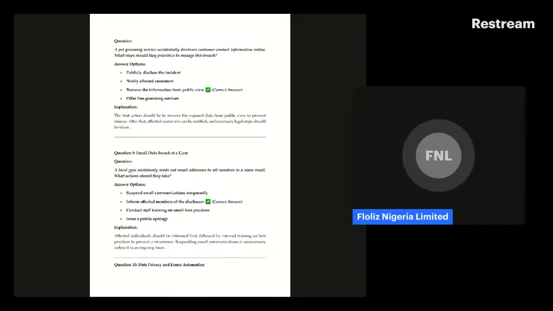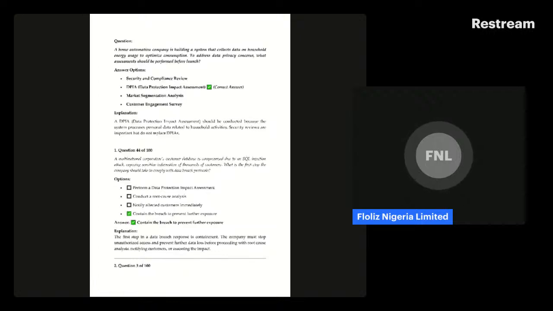Then another question is, a local gym mistakenly sends out email addresses to all members in a mass email. What action should they take? So suspend email communication, inform affected members of the disclosure, conduct staff training, issue a public apology. So it's to inform affected members. Yes, that would be the most appropriate, because even if you suspend the email communication, people may still suffer loss if they don't know that this was done. You understand? So conducting staff training is also good, but that should be when everything has been settled, you know the root cause, and you can now use that to train your internal team.